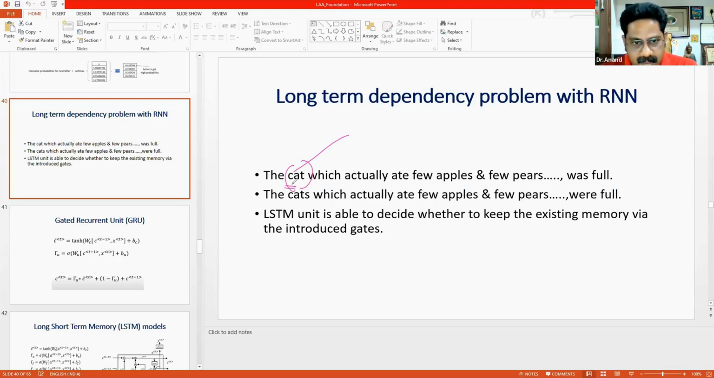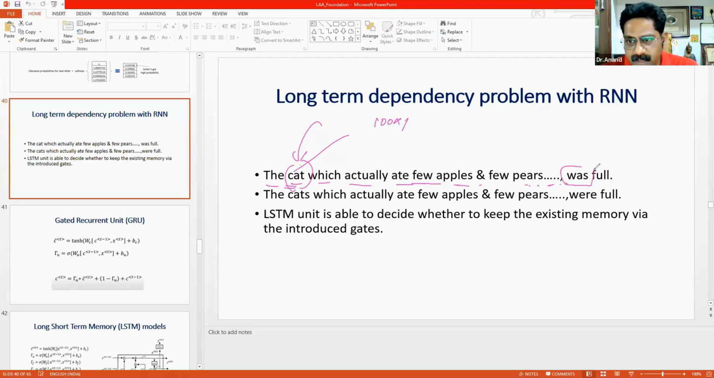So when your cat is being embedded in the form of a 100 by 1 feature vector, it also has information about singularity context attached in the word embedding. And look at this, this is my first token, and this is the second token, we'll go on to the third token, xt, xt plus 1, xt plus 2, and so on. Look at this. So the cat which ate few apples and few pears and so on, and you have so many tokens there.